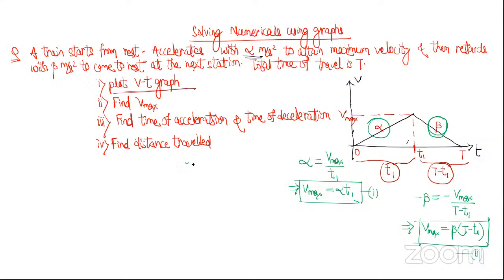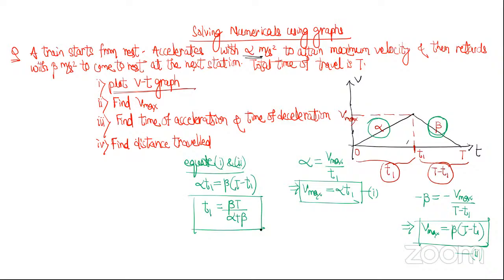Equate 1 and 2. So how much you are getting? Alpha t1 equal to beta into t minus t1. See, t1 you will get as beta t divided by alpha plus beta. So nice ना? t1 टाइम के लिए देखो आपको बीटा आ रहा है और ये वाला टाइम को अगर मान लेते हैं कि t2 है तो t2 टाइम के लिए आ जाएगा अल्फा t बाई अल्फा प्लस बीटा. सो नाइस ना?